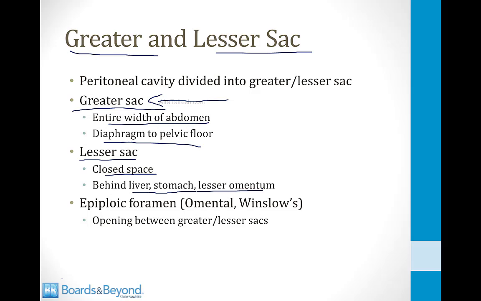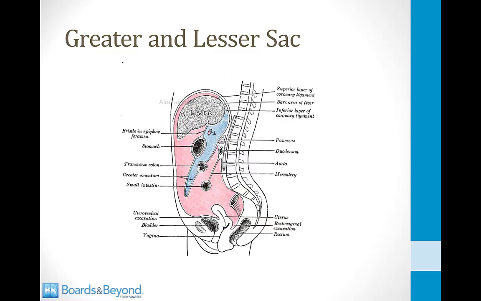There is a hole that leads from the greater sac to the lesser sac, and that is called the epiploic foramen. It's also sometimes called the omental foramen or Winslow's foramen, and it's an opening between the greater and lesser sacs. This picture nicely shows the greater and lesser sac. The greater sac is everything in red. You can see that most of the peritoneal cavity is the greater sac.